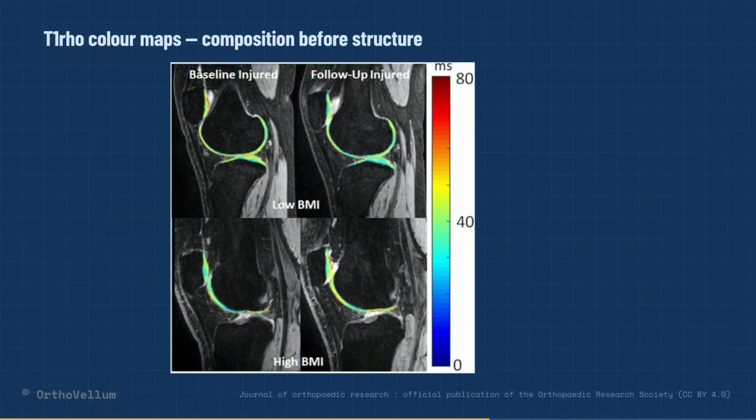Compositional mapping in the flesh. T1rho relaxation as a color overlay on the cartilage, revealing matrix change before any gross surface loss. Sensitive to proteoglycan-related change, but scanner, sequence, and analysis variability prevent a universal clinical threshold. Two scanners can return different values for the same healthy knee.